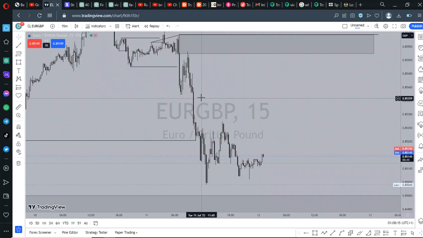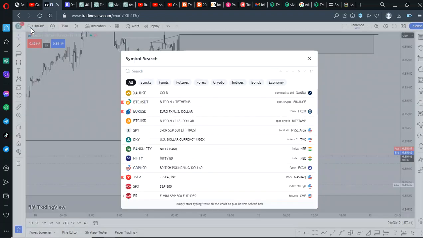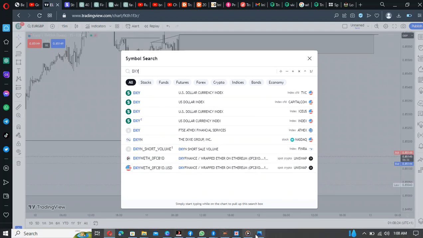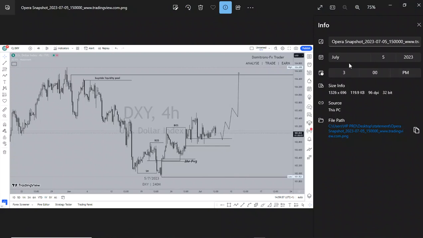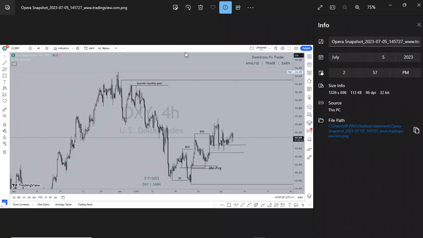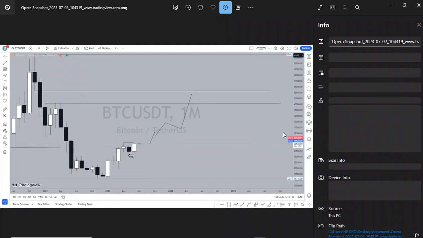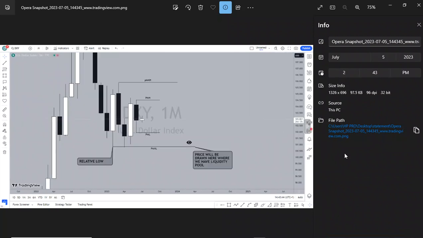breakdown analysis. And also I want to make a correction on the XY that I did previously, and I already did an analysis on DSY. You actually see the day right here. We saw this right here, July 5th, 3 o'clock p.m. my time, but the correct analysis was actually done on July 5th again, 2:43 p.m. So that was the analysis I did, and then I made the mistake, was kind of confused.